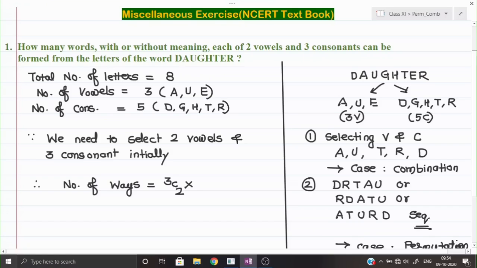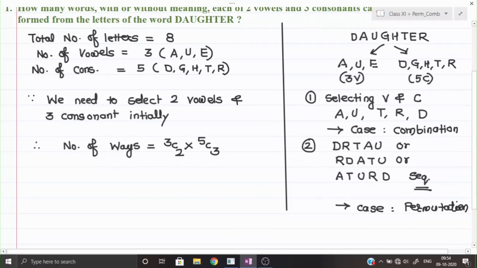Vowel is one part and consonant is another part, so that's why we are multiplying. So 3C2 multiplied with 5C3: 5 consonants and we are selecting 3 over there. We will not solve it, we will keep it as it is. Solution we shall do it all together.